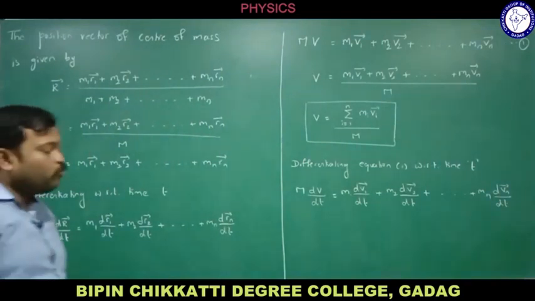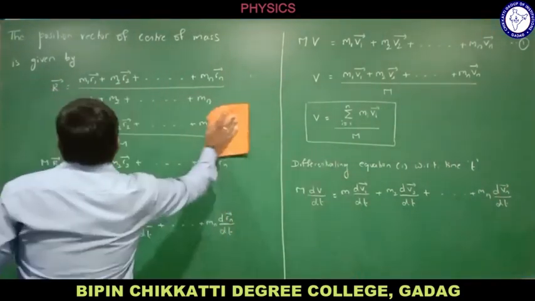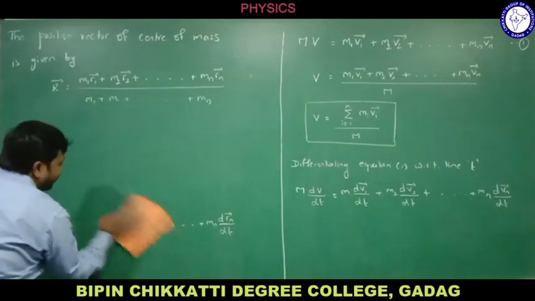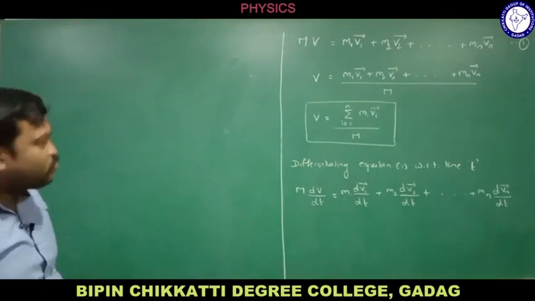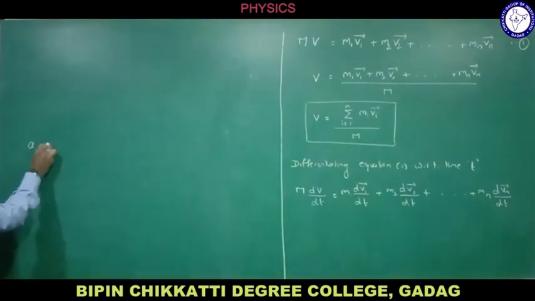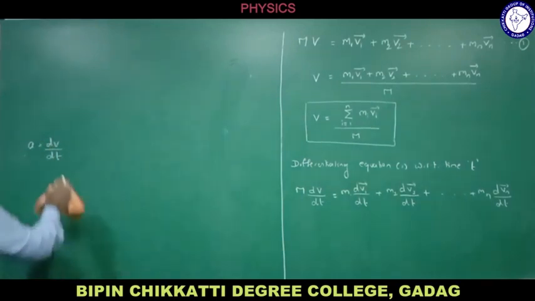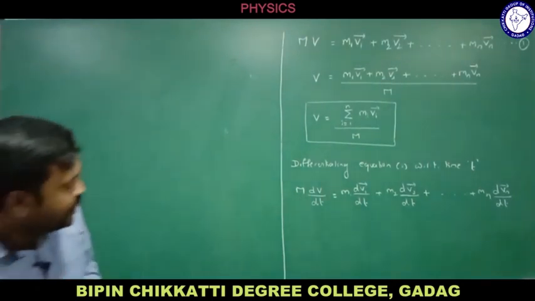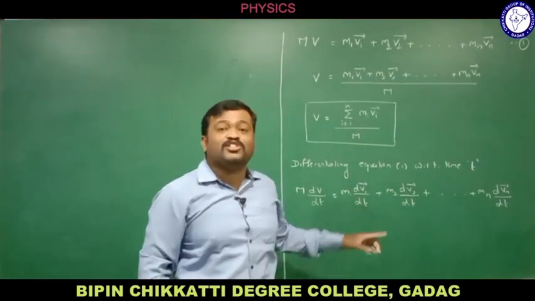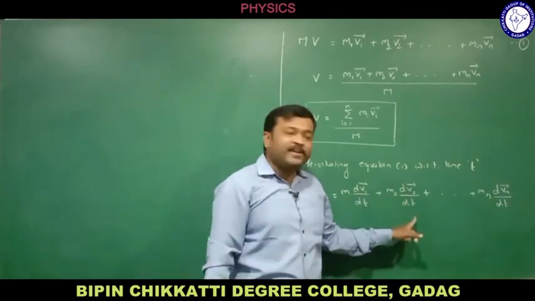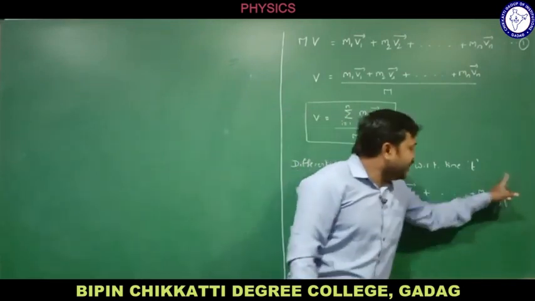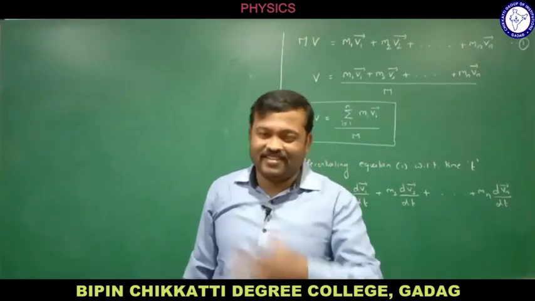We know that acceleration is the rate of change of velocity. If you differentiate velocity, you get acceleration, right? dv divided by dt, rate of change of velocity, is acceleration. What is dv1 divided by dt? It is nothing but the acceleration of the first particle, a1. What is dv2 divided by dt? Acceleration of the second particle. What is dvn divided by dt? Acceleration of the nth particle.